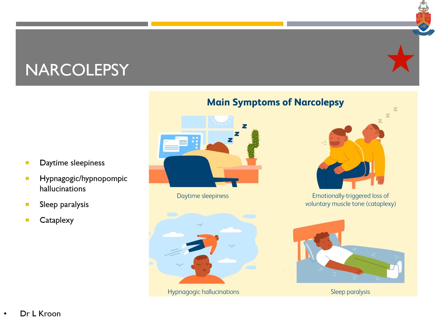These 4 things are excessive daytime sleepiness, hypnagogic or hypnopompic hallucinations, sleep paralysis, as well as cataplexy. The mnemonic for this is CHESS. So cataplexy, the C, hypnagogic or hypnopompic hallucinations, the H, excessive daytime sleepiness, the E, and then sleep paralysis, the S. These are the 4 features that are mostly associated with narcolepsy.